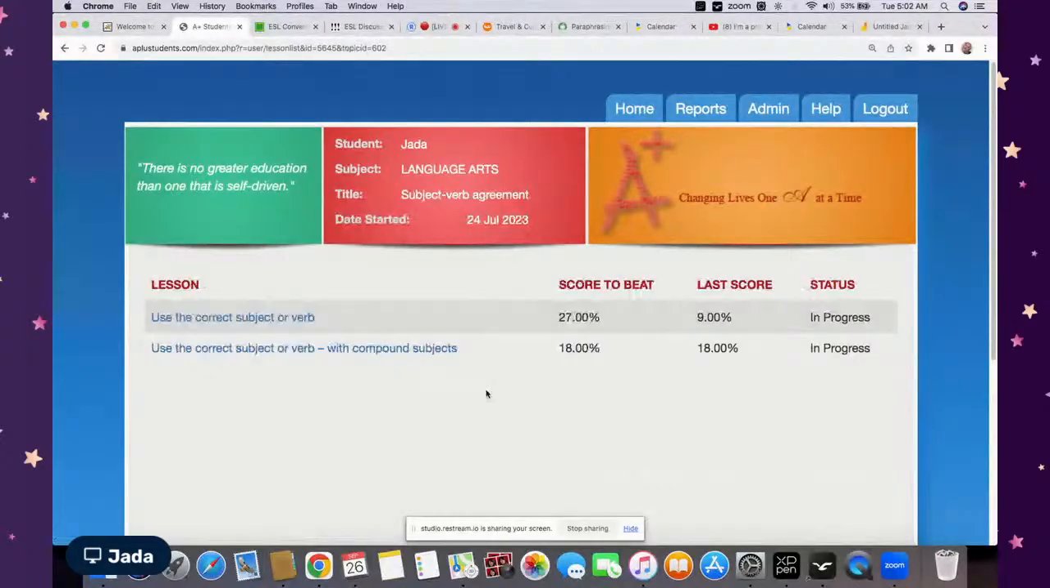Okay, so we'll start from the first lesson. We have two lessons under subject verb agreement. The first one is use the correct subject or verb. Okay, so we click on the first one.